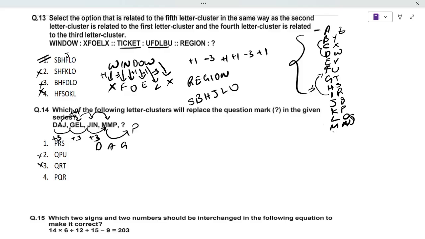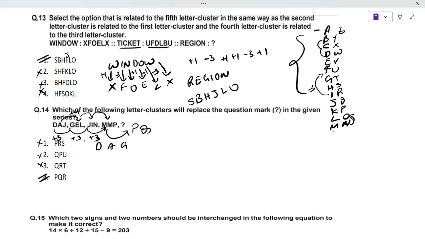Next one is we have A plus 4, right? So we have M here. M plus 4 will give us Q. Is it Q? Yes, we'll get Q. So this one is omitted. This will be the answer.